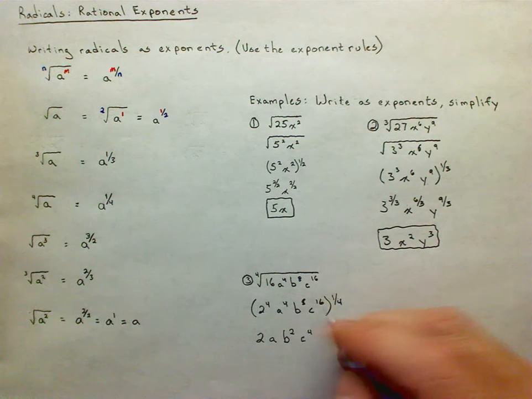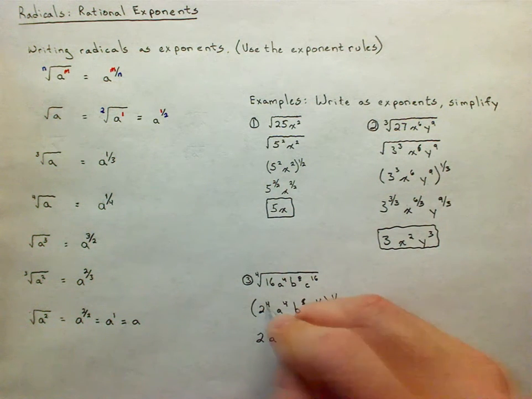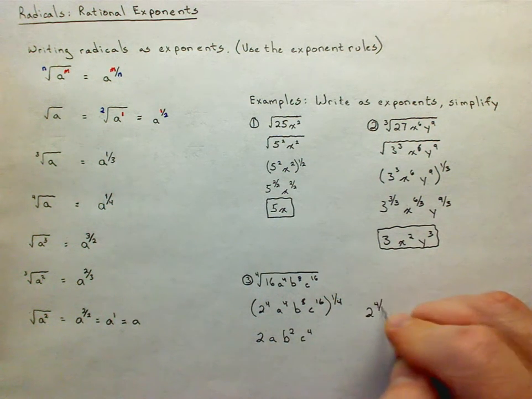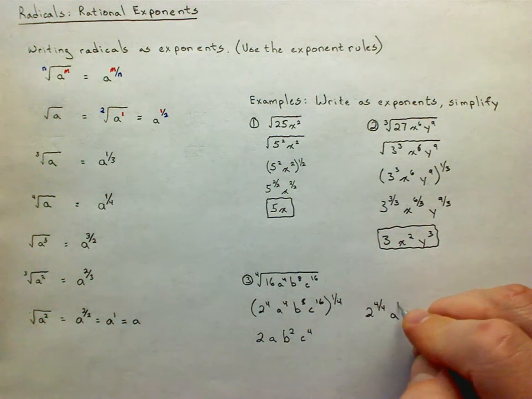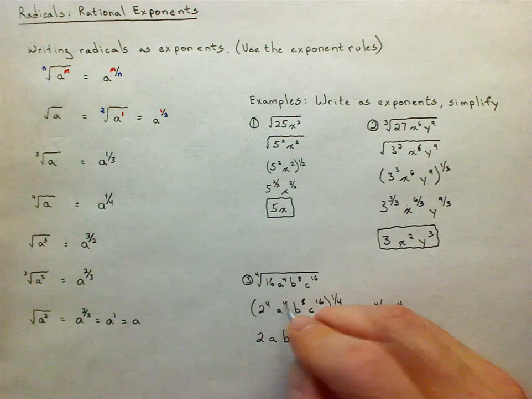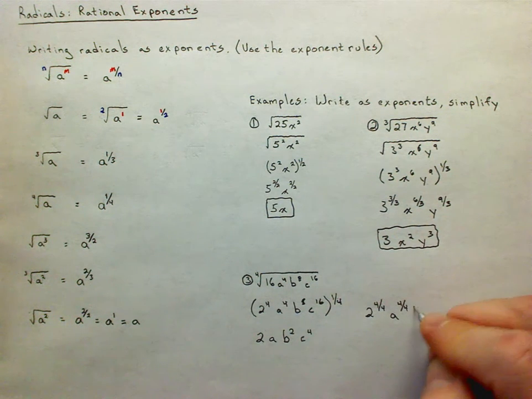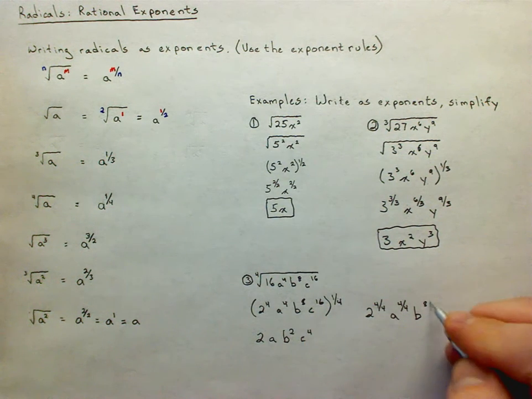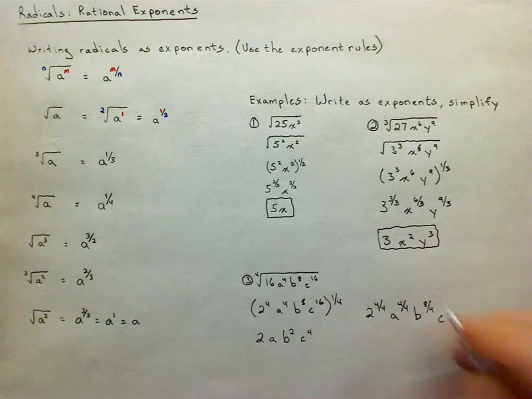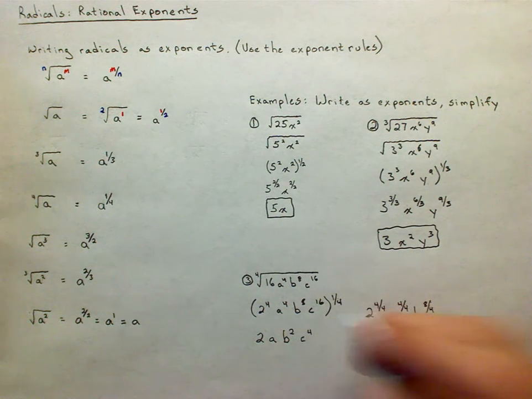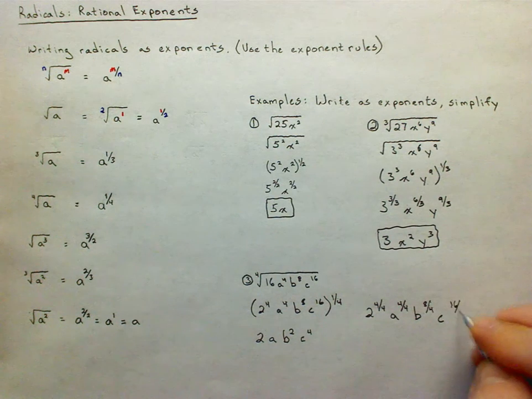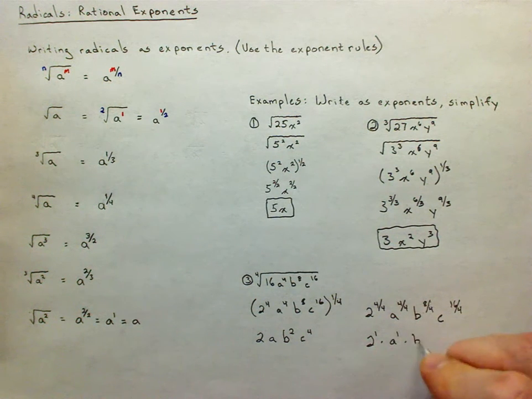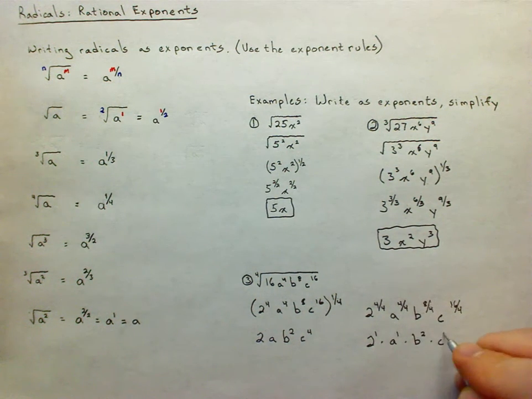And in case you did not see that, I take that 1/4 and multiply it to the 4th power. So that is 2 to the 4 over 4. And a, 1/4 times 4 is 4 over 4. And b, 1/4 times 8 is 8 over 4. And c, 1/4 times 16 is 16 over 4. And that was 2 to the first times a to the first times b squared times c to the 4th.